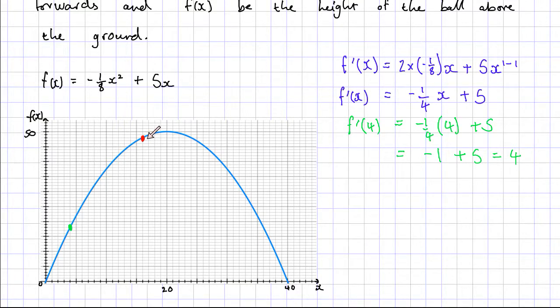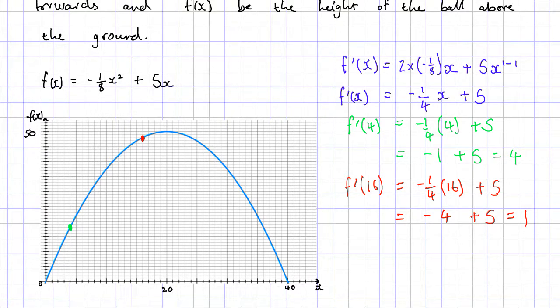Let's see what we get there. So I'm going to have f dash 16. That's going to be equal to minus a quarter times 16 and add 5. Now let's see what that gives. 16 times minus a quarter is minus 4, so minus 4 add 5 is equal to 1. So the gradient here is 1.